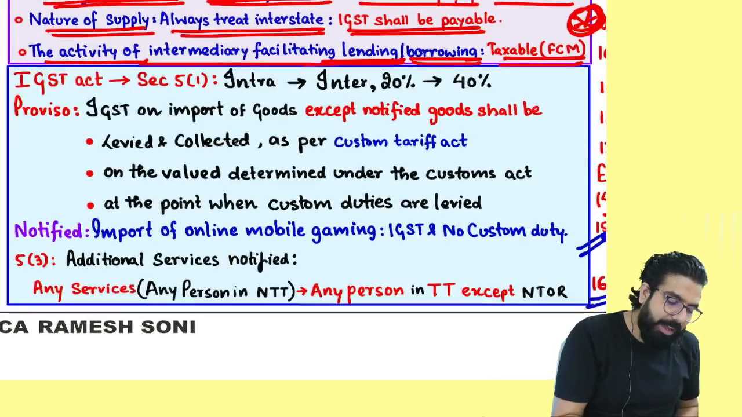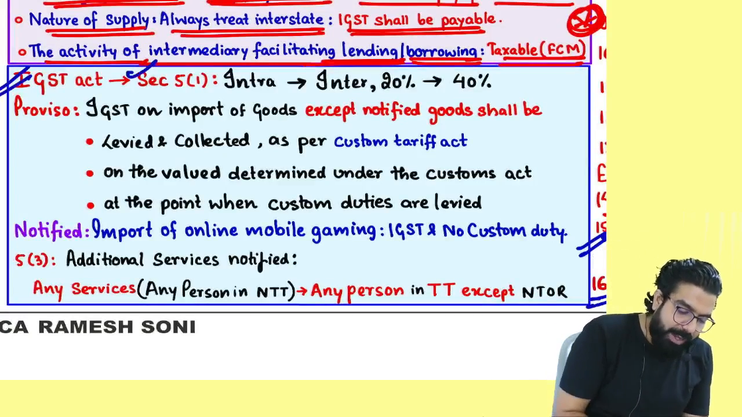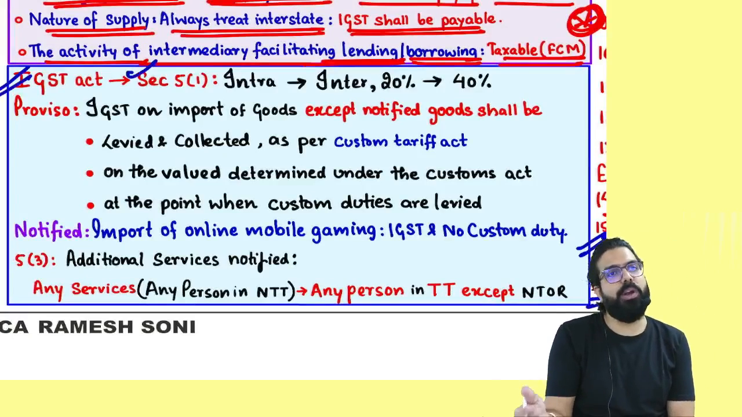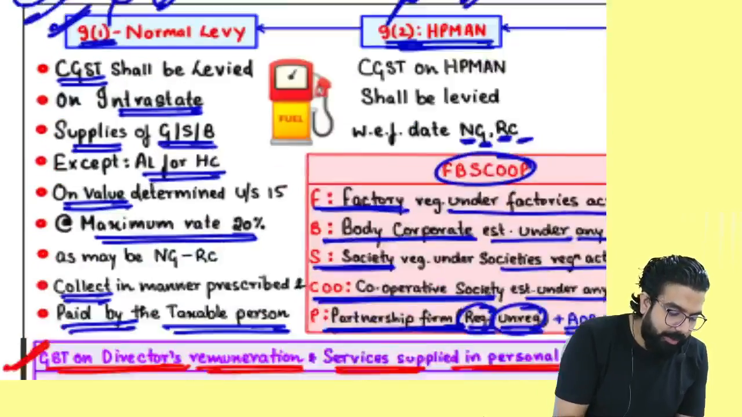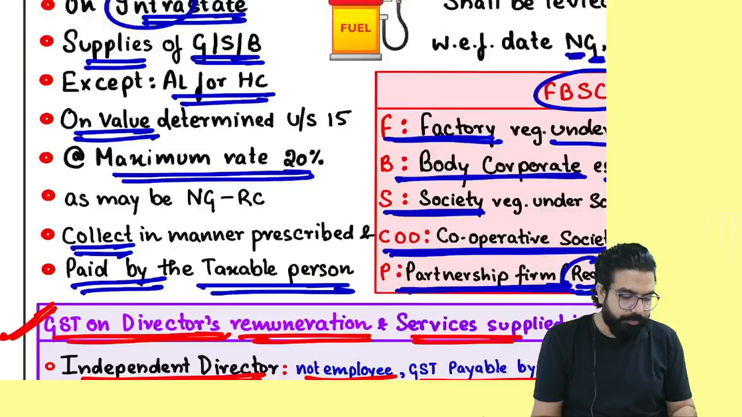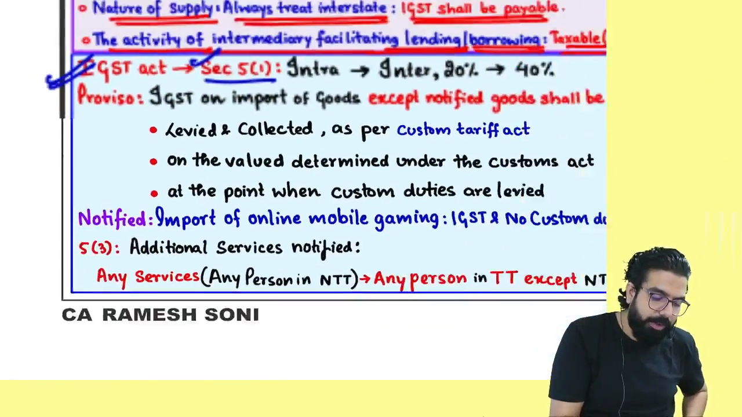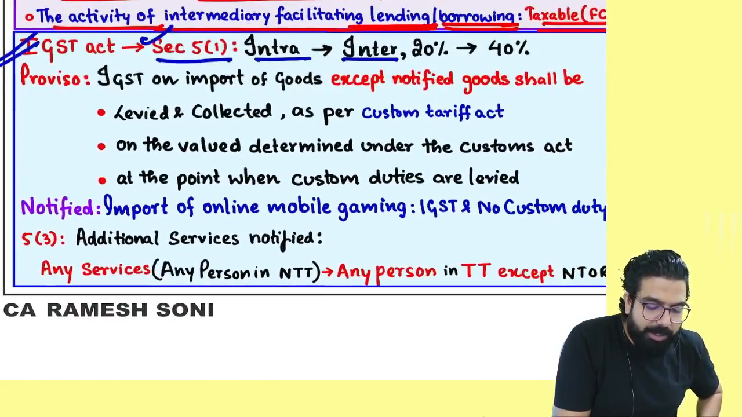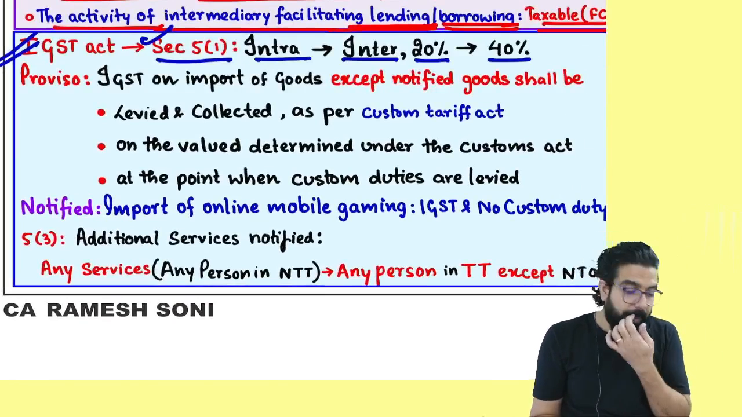And Section number 5, same like Section number 9, has Section 5.1, 5.2, 5.3, 5.4 and Section 5.5. In Section 5.1, wherever intra was there, it will become inter. That's all. 20% will become how much? 40%. That's all, everyone: intra will become inter, 20% will become 40%. Rest everything will remain the same.